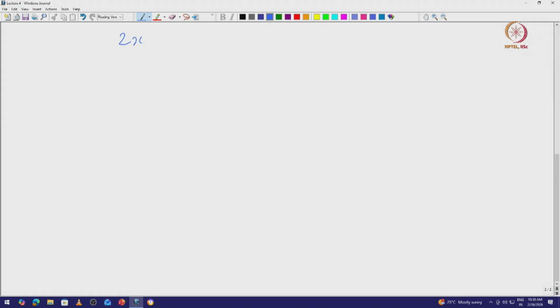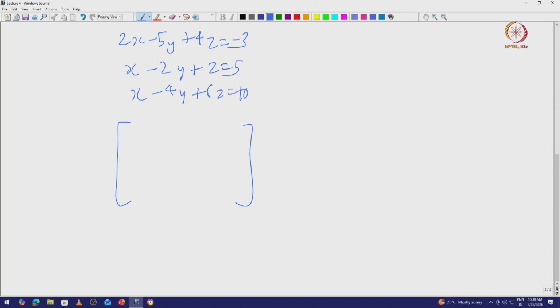Let's aim at solving this system of equations. x minus 2y plus z is 5, and x minus 4y plus 6z is 10. So the way you would do it is you would create this matrix of coefficients. You would also write the right-hand side, so you'll get this.